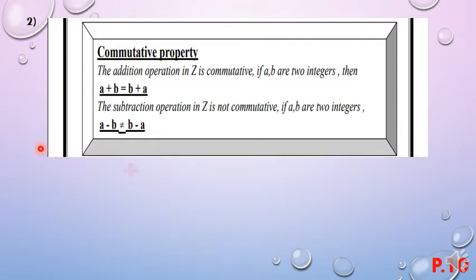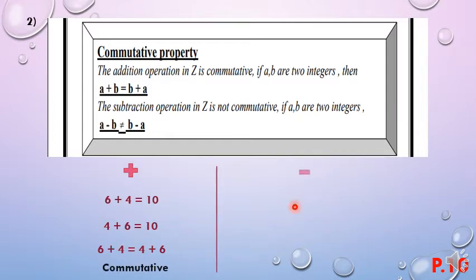Let's see. In the addition operation, 6 plus 4 equals 10. If I switch the places and put 4 first, 4 plus 6 equals 10. So, can we say that 6 plus 4 equals 4 plus 6? Yes, we can. 6 plus 4 equals 4 plus 6, and this is commutative.